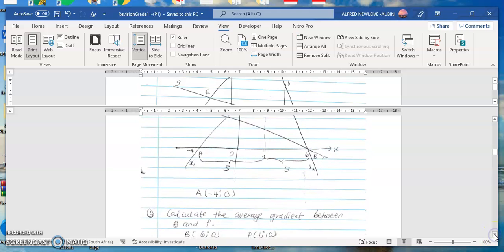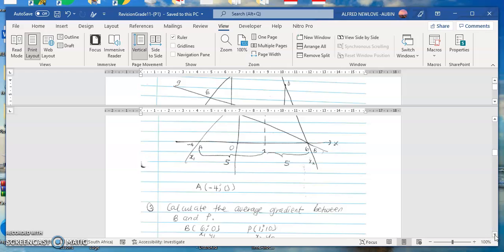Let's move on to the next question. Our next question is: calculate the average gradient between B and P. Average gradient. Okay, we want the average gradient.